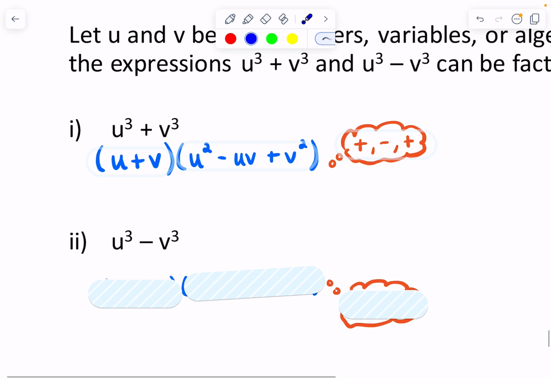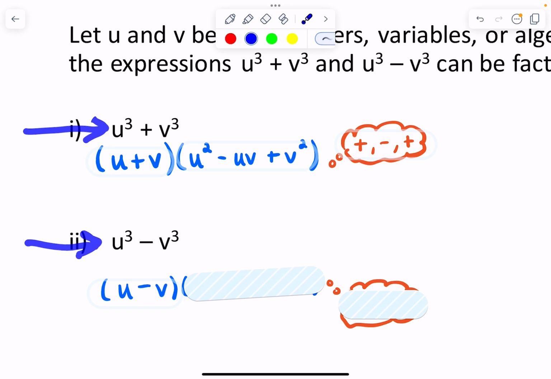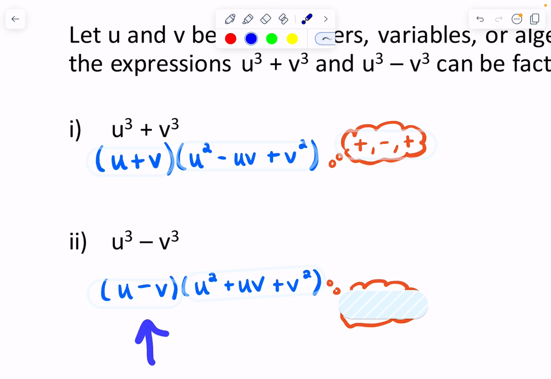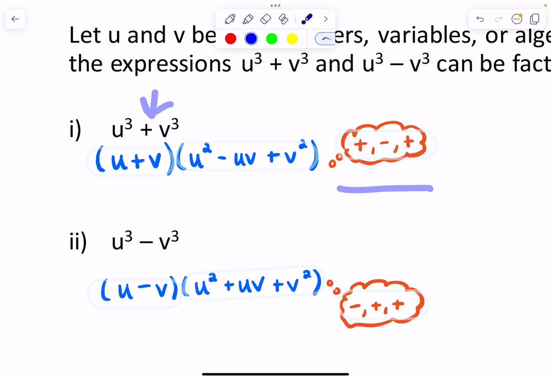Now, if this is not making any sense, it will make sense once you see a pattern in the actual problems. All right, so when you have something that looks like this with the subtraction sign, it's going to be u minus v. Notice the difference, how for this one it was plus, this one's minus. It's pretty much the same thing, except the signs are going to be different. So it's going to be minus, plus, plus. So when it's addition, it's plus, minus, plus. When it's subtraction, it's minus, plus, plus.